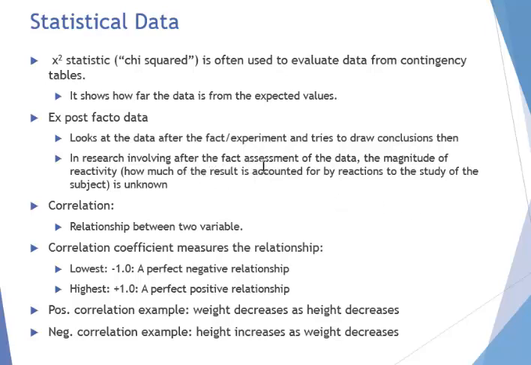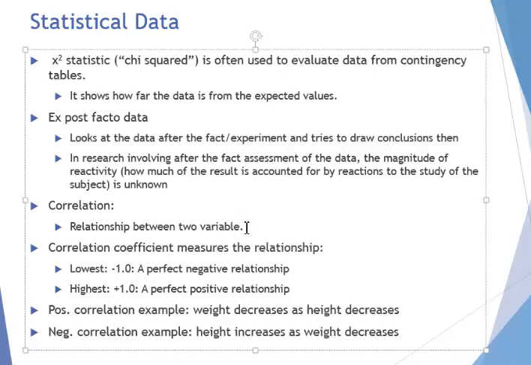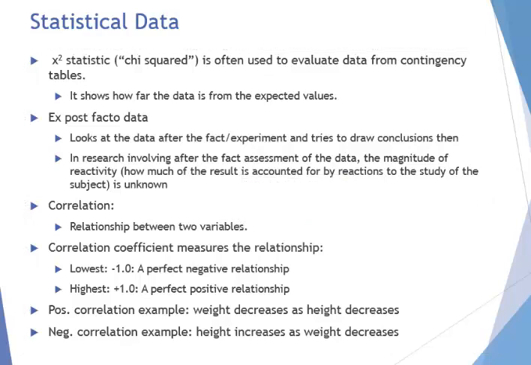In research involving after-the-fact assessment of data, the magnitude of reactivity, in other words, how much of the result is affected if the people knew that they were being studied, as we discussed before, could be a problem. Correlation means relationship between two variables. If one goes up and the other goes up, or one goes up and the other goes down, that's considered a correlation. One is correlated to another.